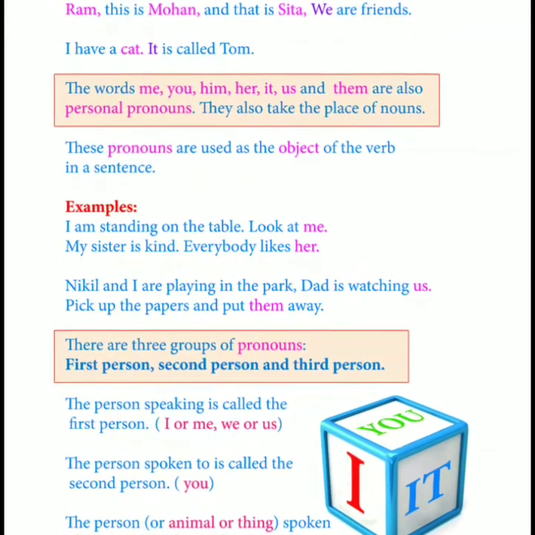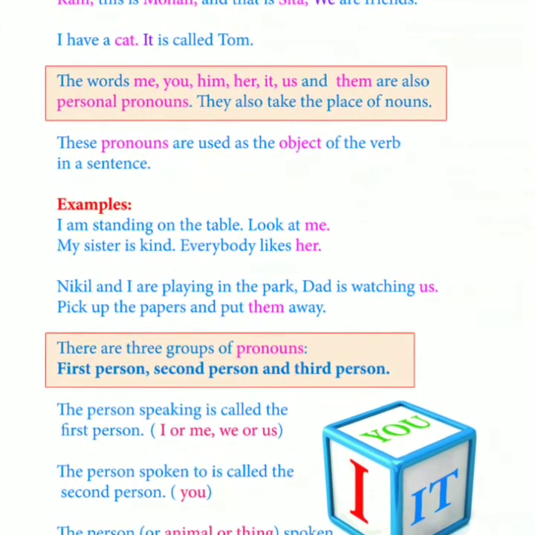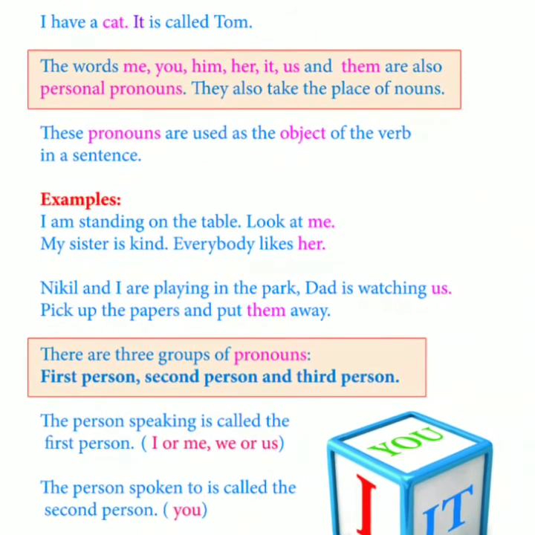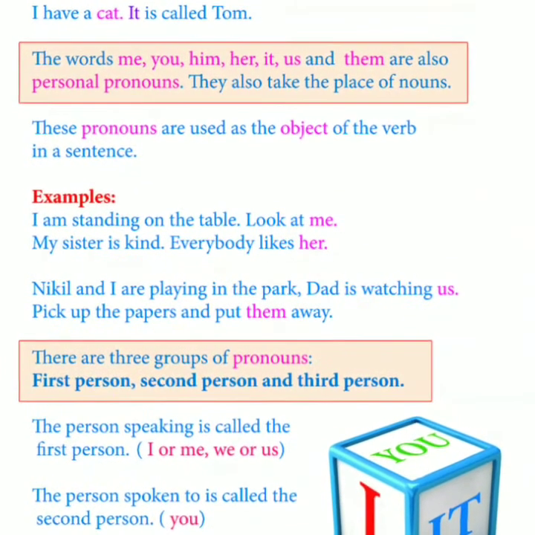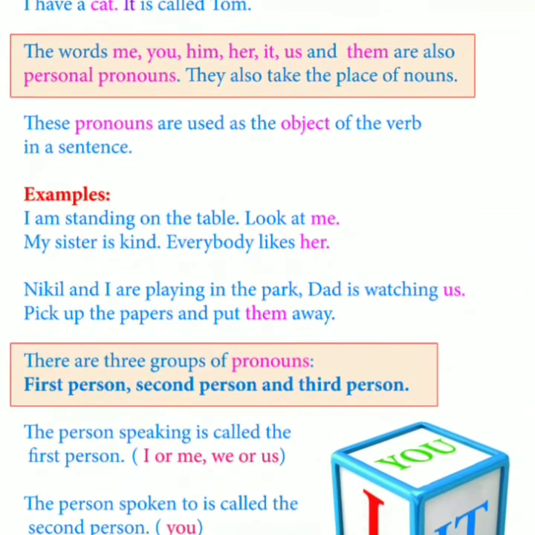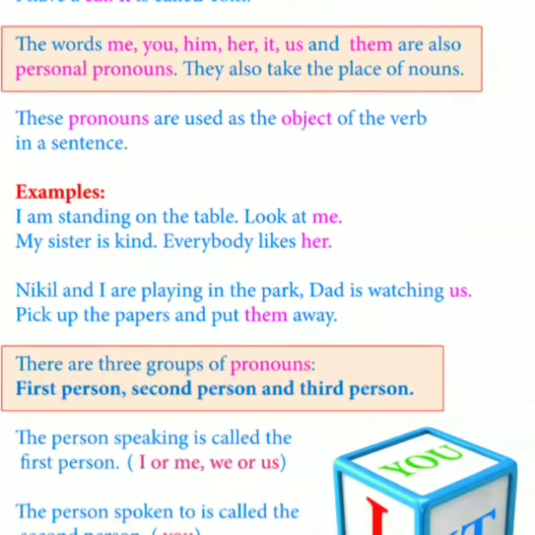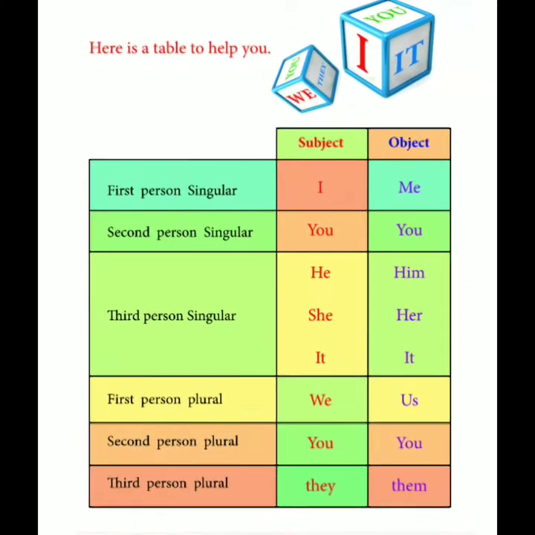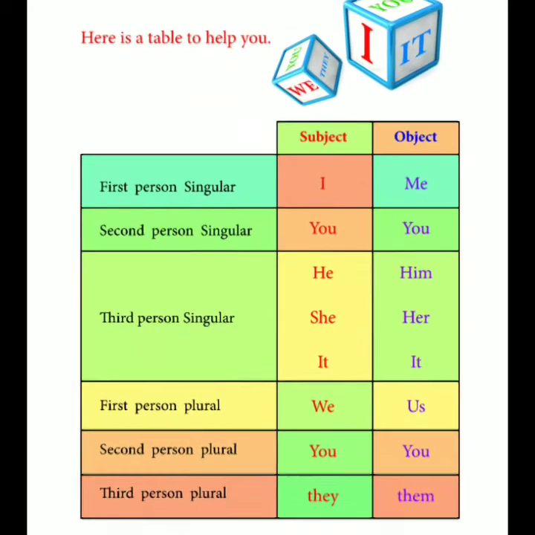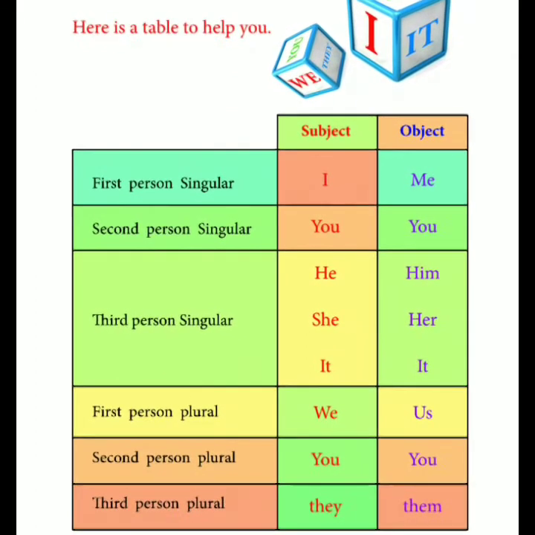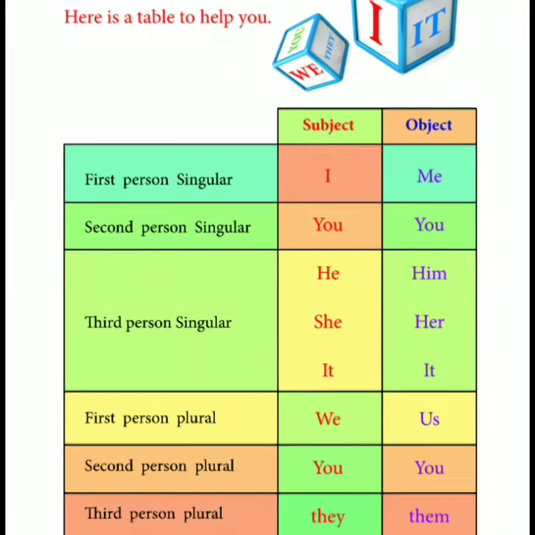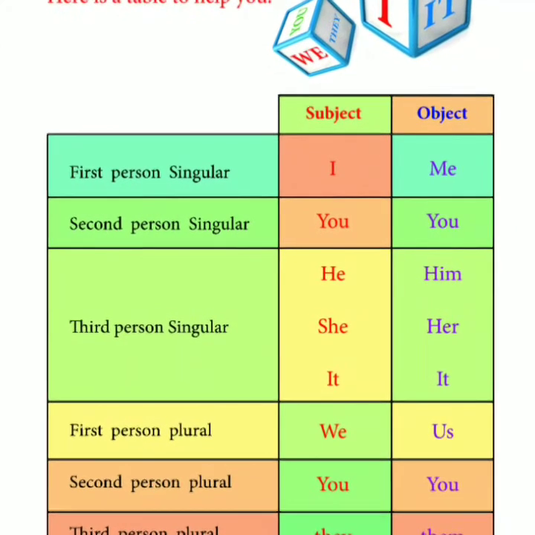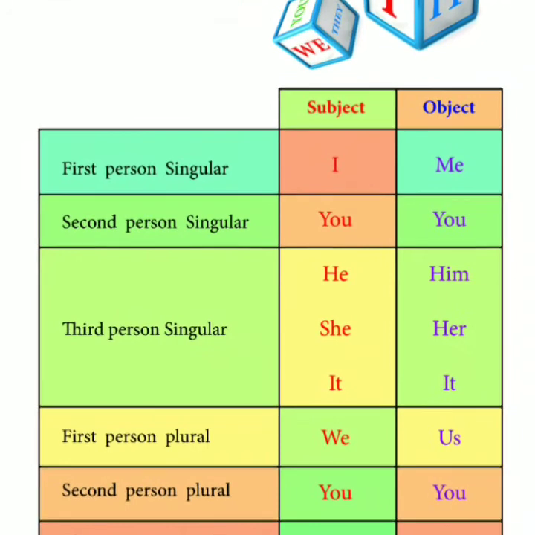There are 3 groups of pronouns: first person, second person, and third person. The person speaking is called the first person. The person spoken to is called the second person. The person spoken about is called the third person. Here is a table to help you. First person singular, subject is I, object is me. Second person, you and you. Third person, he, him, she, her, it and it. First person plural, we and us. Second person, you. Third person, they and them.